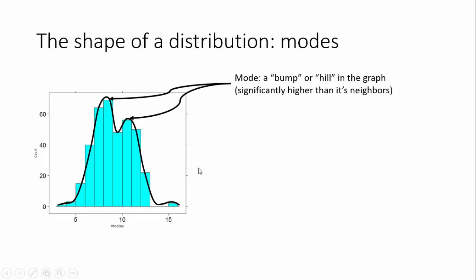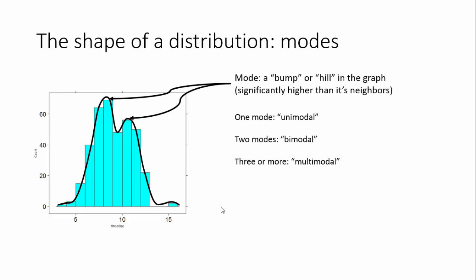We actually talk about the distribution as a whole by saying how many modes it has. If it has one mode, one hill, then we say it's a unimodal distribution. If it has two modes, we say bimodal, like this one. This shoe size is bimodal. And three or more modes, we'll just throw into a category of multimodal, many modes.